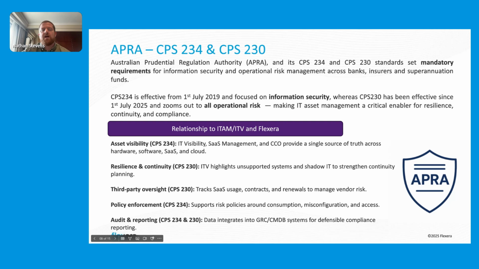There are a number of key overlaps in this space. We start to look at asset visibility, ensuring that we can see all of our internal IT assets, the SaaS and the cloud assets, and resilience and continuity in 230, so looking at things that are unsupported or shadow IT to help continuity planning. Third-party oversight is something we won't cover today, but we do have a lot of third-party suppliers in the mix, especially with SaaS usage.